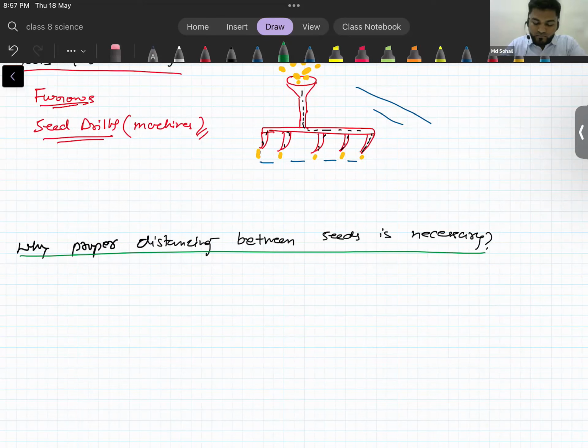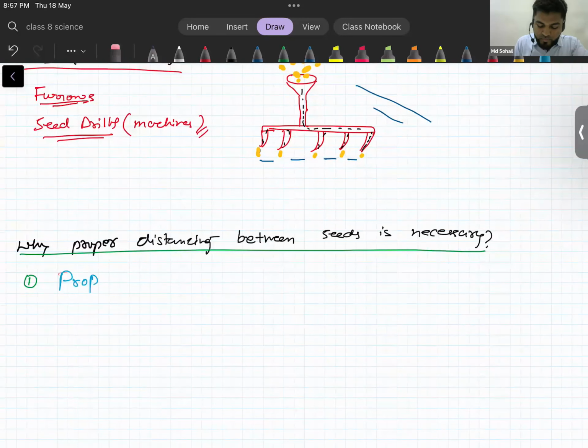The first thing is that the plant gets proper sunlight. Plants basically make their food by the process of photosynthesis, with the help of sunlight. So if you plant the seeds very closely, what will happen? They will grow closely, and their leaves will shade each other. Because of that, both the plants will not be receiving enough sunlight.